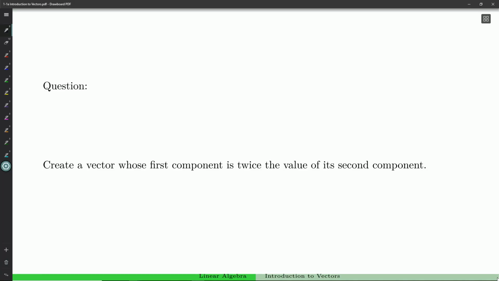Create a vector whose first component is twice the value of its second component. So we have a vector with a first component and a second component. They don't tell us the dimensions of this vector, so we could choose to be in R2 or R3. And I'll give answers for both, just in case you tried either one.